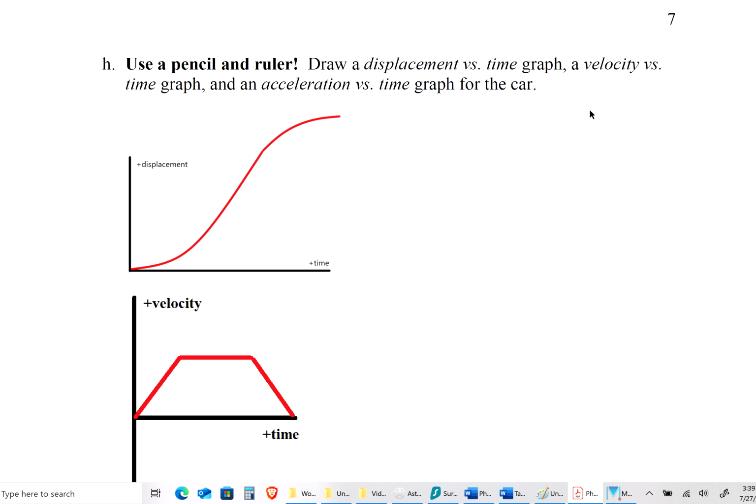Part H, use a pencil and ruler, draw a displacement versus time graph, a velocity versus time graph, and an acceleration versus time graph for the car. So, displacement versus time graph, as we speed up, the slope increases. When we're moving at the same speed, the slope is the same. It's positive. And when we slow down and stop, the slope decreases to 0.